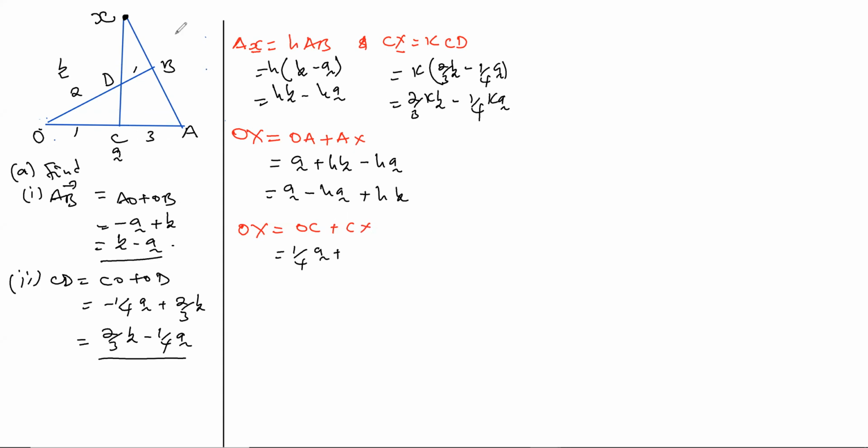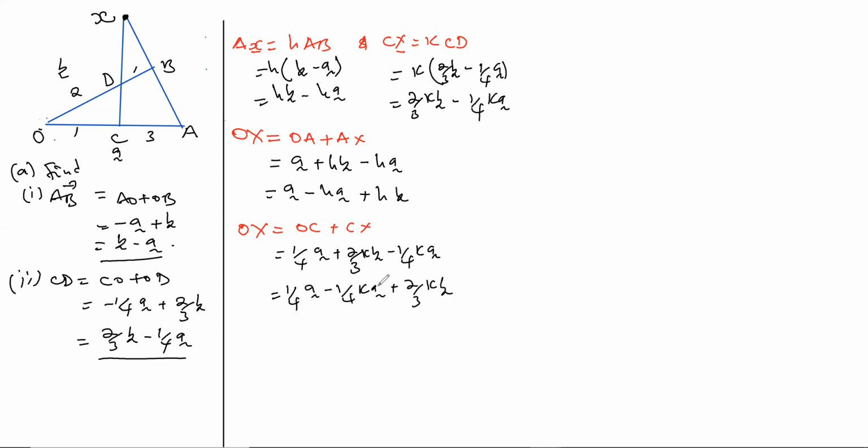This CX, if you go back, they mentioned that it was here and the value is this. So you just write it. It's 2/3 KB minus 1/4 KA. Just like in the other question, we have to simplify this. How do you simplify? You collect like terms, which will be 1/4 A minus 1/4 KA plus 2/3 KB.